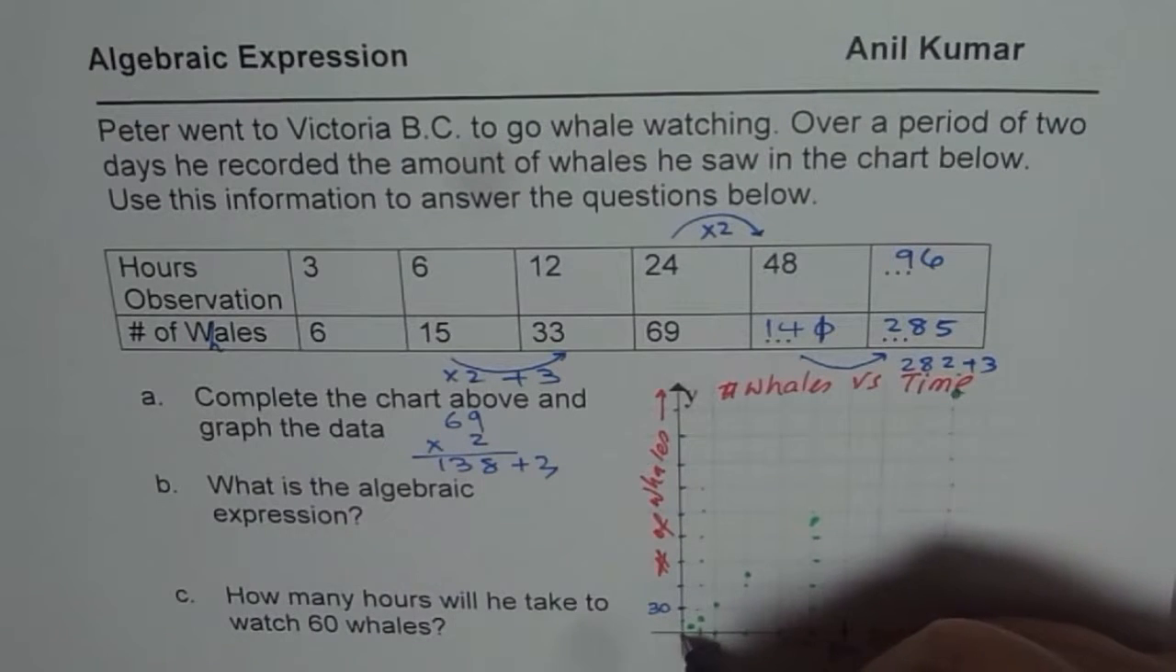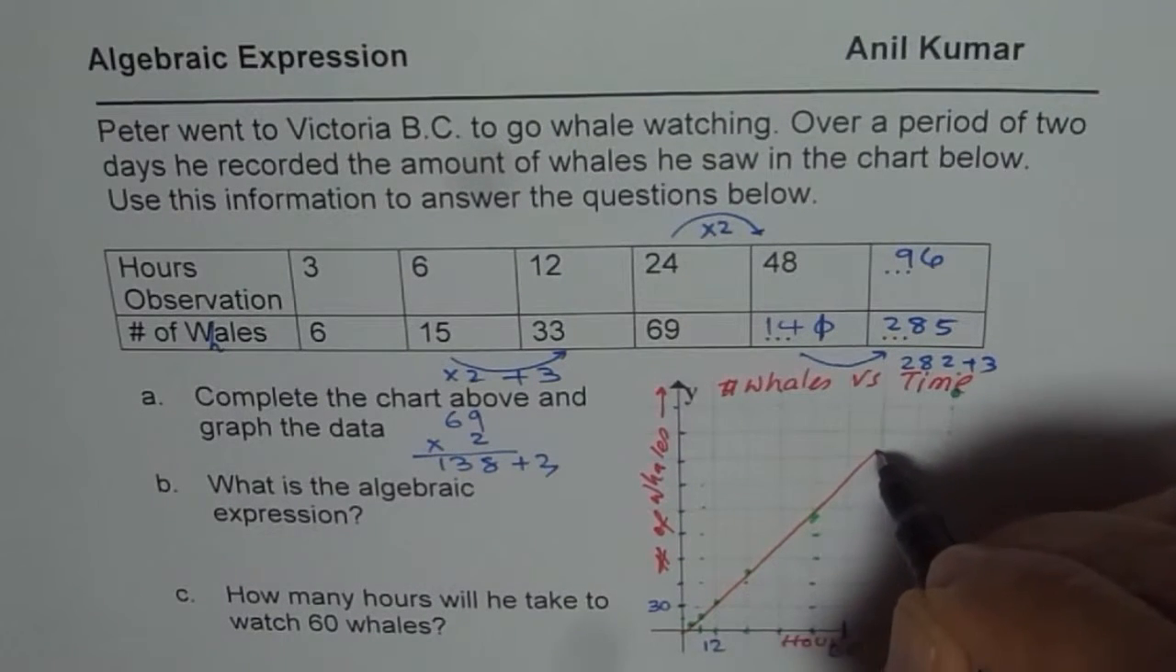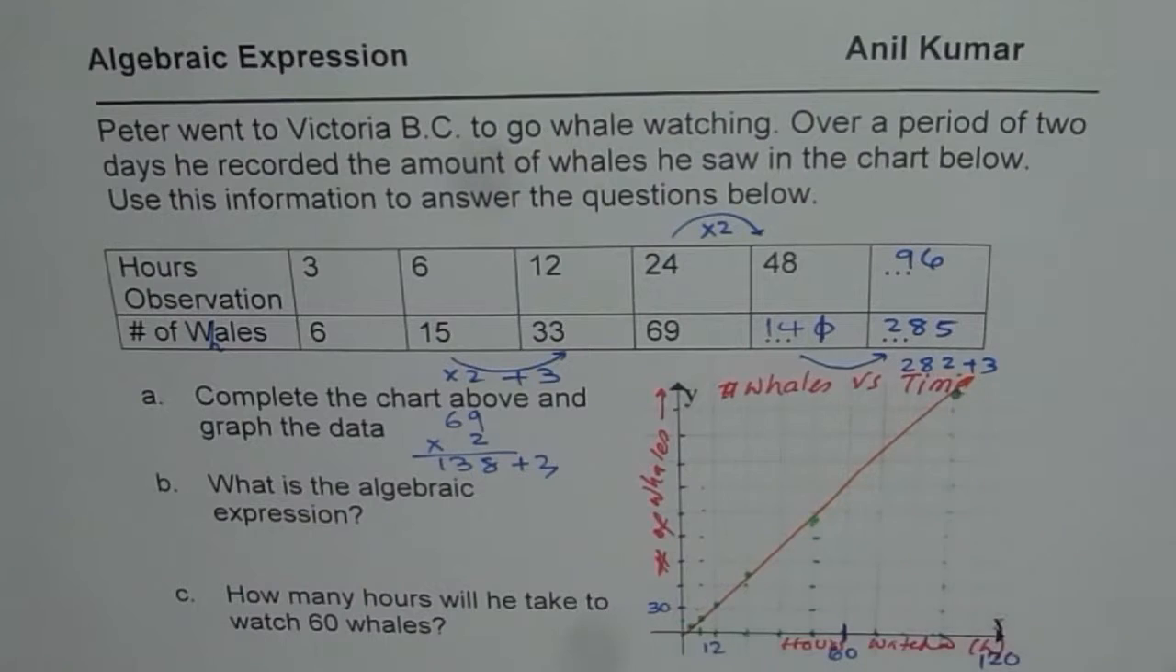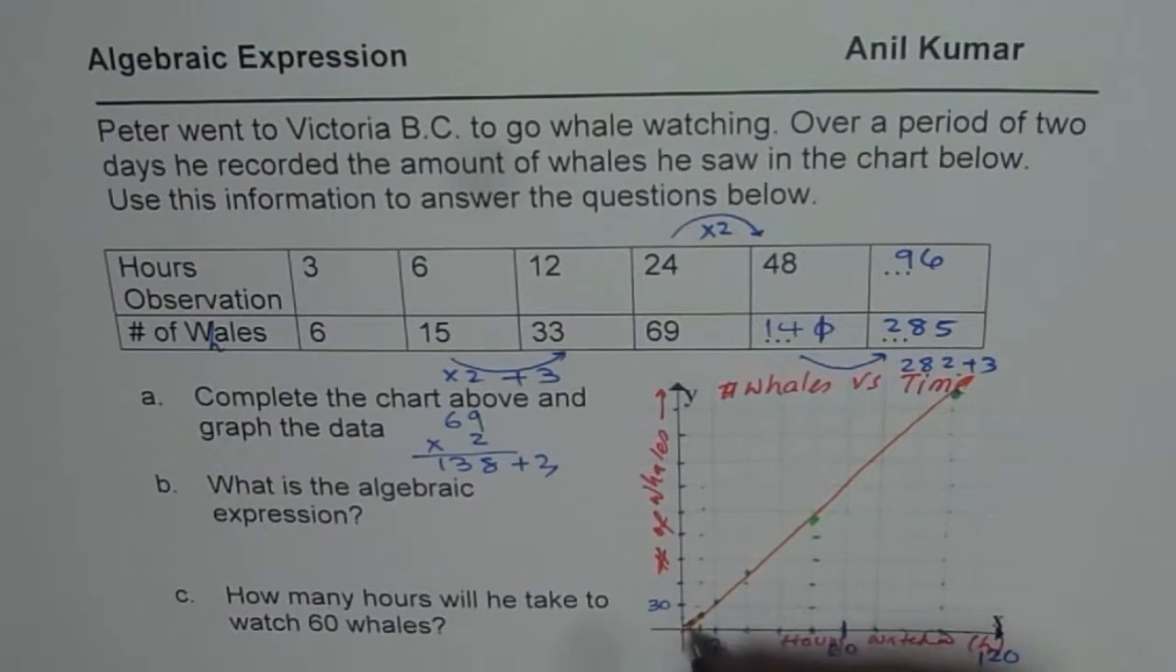So now you can join them. So I'm just joining them with the help of a straight line. So this is my straight line. Of course, this is not 0. I mean, it is slightly kind of here. We don't know what it is, so we are starting from 3.